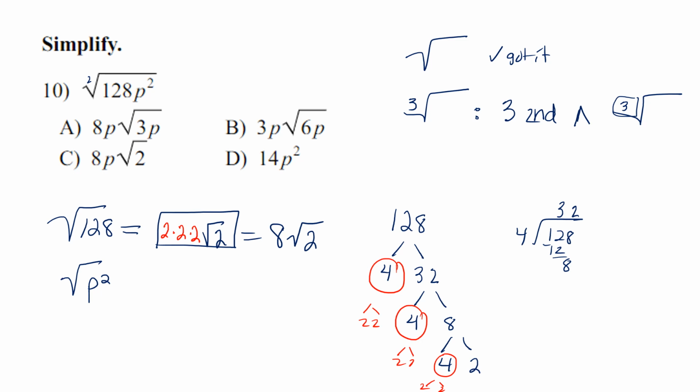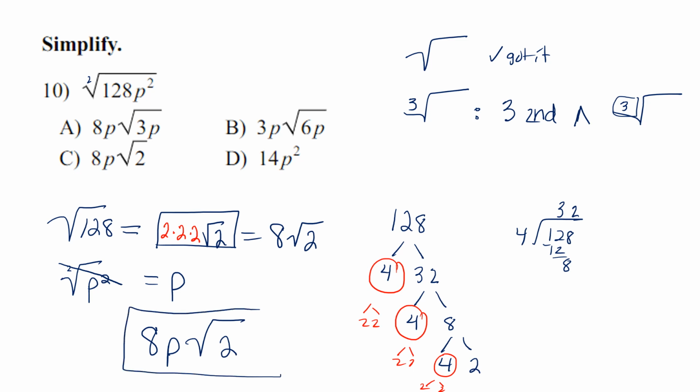The square root of p squared, you guys should remember a square root and a square, if they're identical, will undo each other. That will just give you p. So your final answer should be 8, p on the outside, square root of 2 underneath your radical. Kind of a weird way to look at that, but sorry, it's just kind of how I wrote that one.